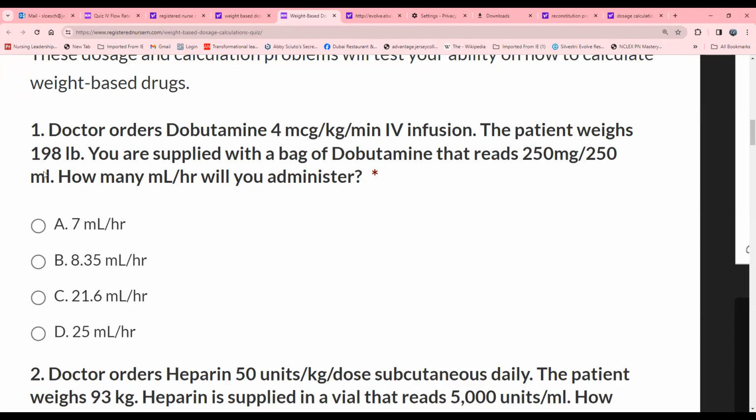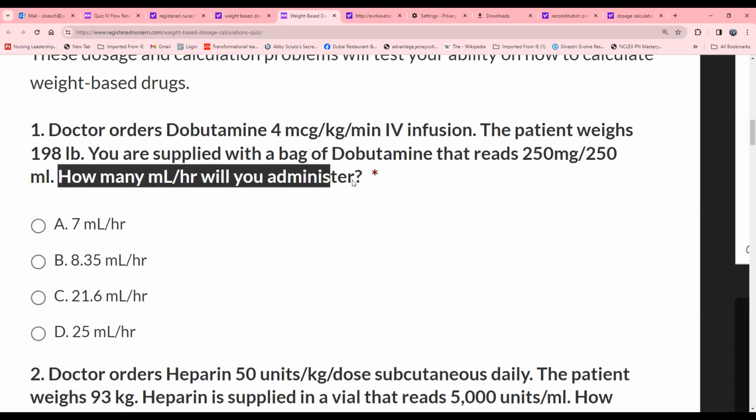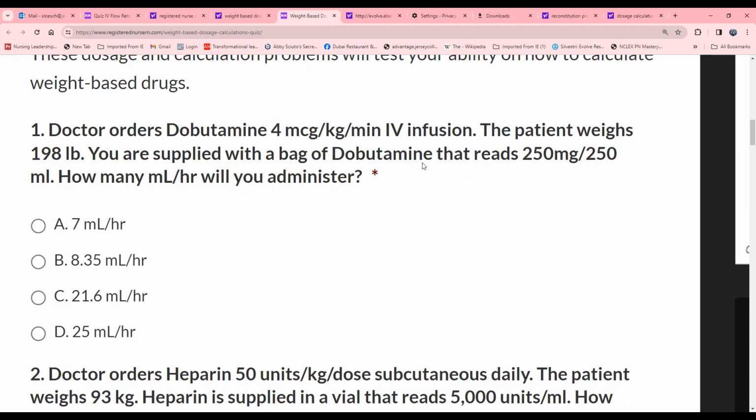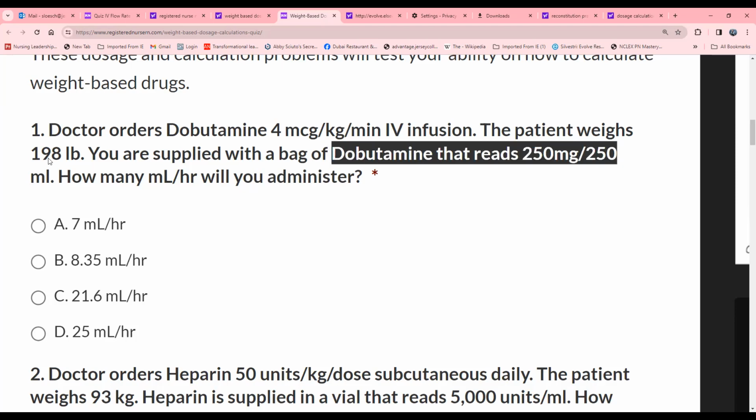All right, so it says how many mLs per hour will you administer? Then I look up here and I see that I have an ordered dose and something on hand, so that tells me it's going to be desired over have. I'm first taking what I have on hand, my dobutamine, 250 micrograms for 250 mLs, and writing that down. And I have an ordered dose of 4 micrograms per kilogram per minute. I'm writing that down. And I have a weight of 198 pounds. Writing that down. Now I'm going to the whiteboard.